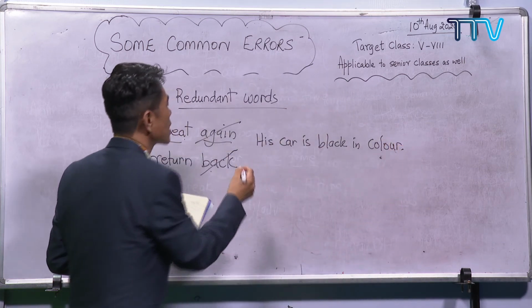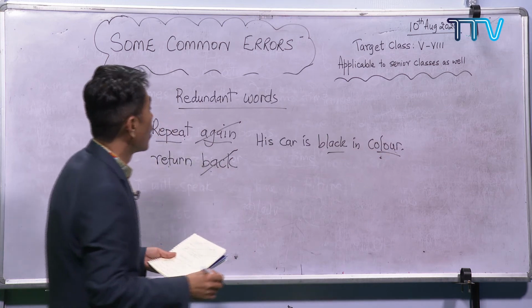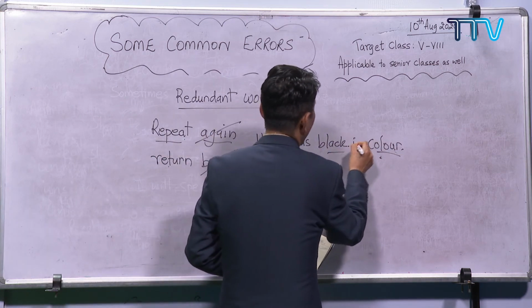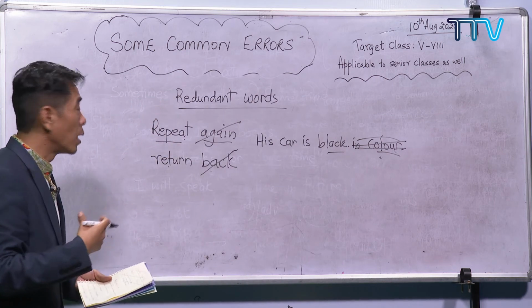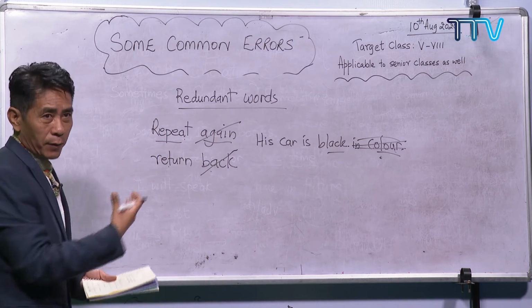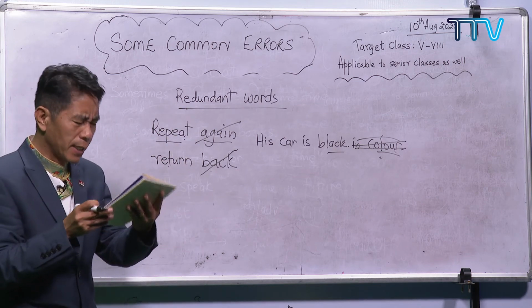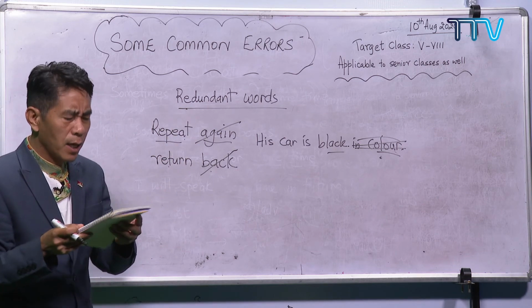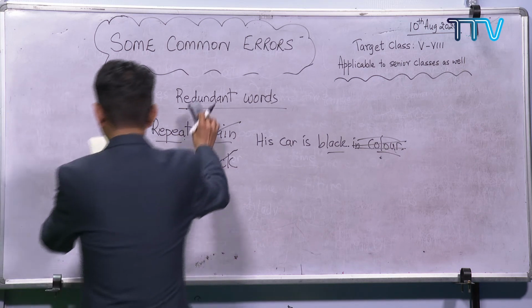Yes. So his car is black. Black is a color. Okay, yes. So what you do, his car is black. These are additional, these are redundant. So there is no need for you to use extra words. Okay, so this type of mistake is called redundant or redundancy. I'm sure you can easily understand. Okay, yes.